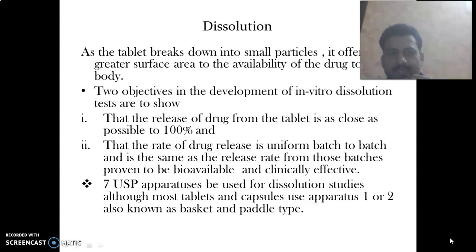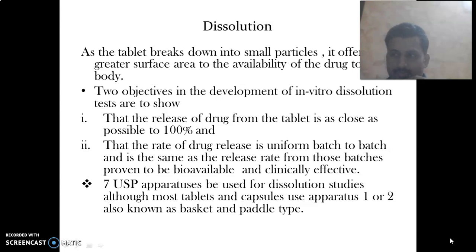The tablet breaks down into smaller particles initially, which offers a greater surface area for the availability of the drug to the body. So the next step will be the drug going into the solution. This dissolution test measures the time required for a given percentage of the drug substance in the tablet to go into the solution under the specified set of conditions.